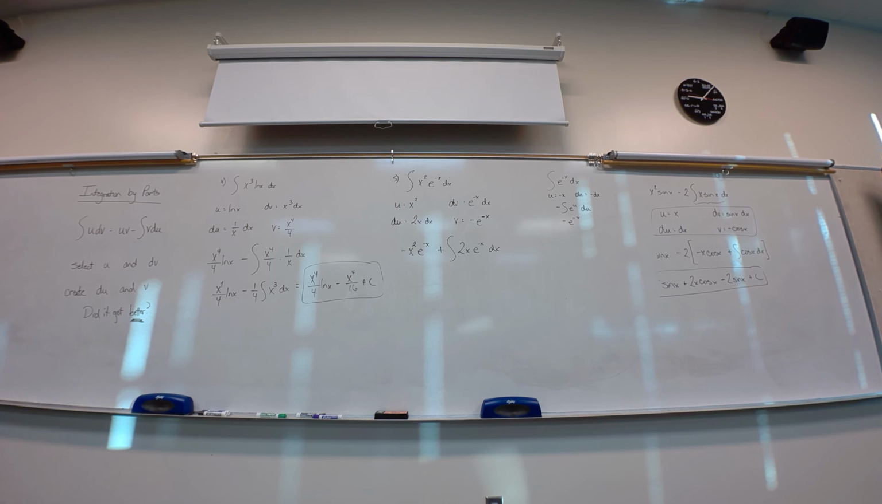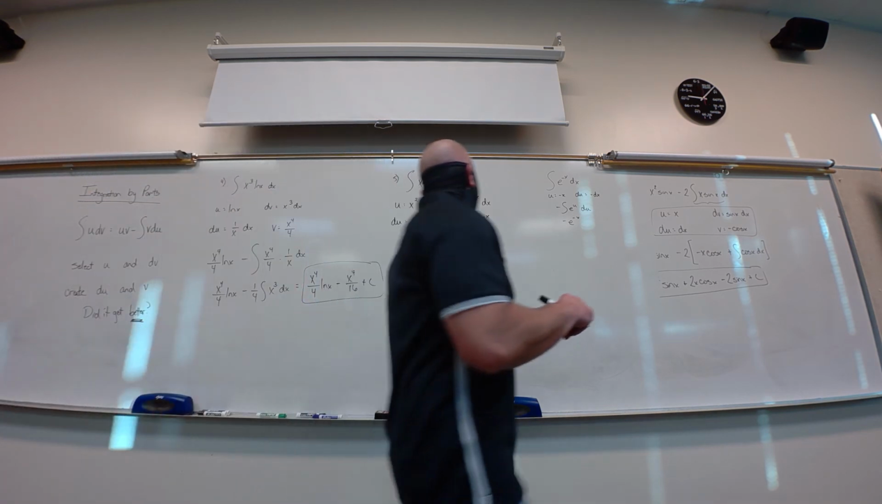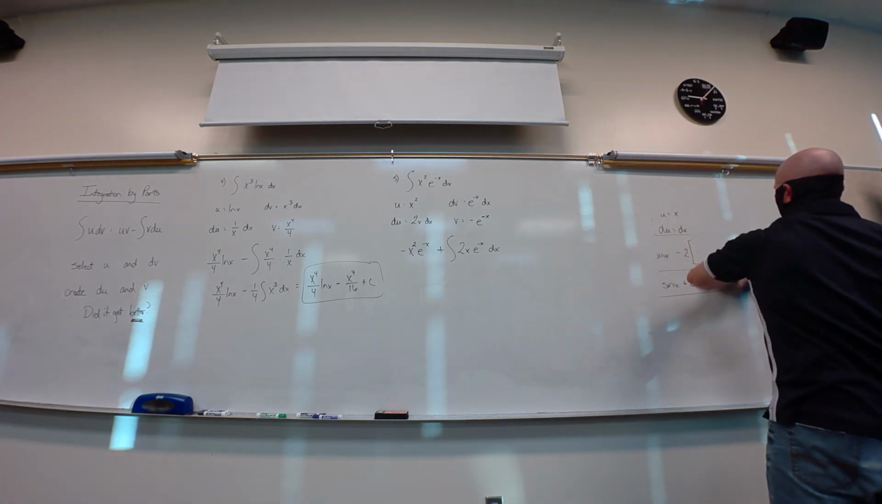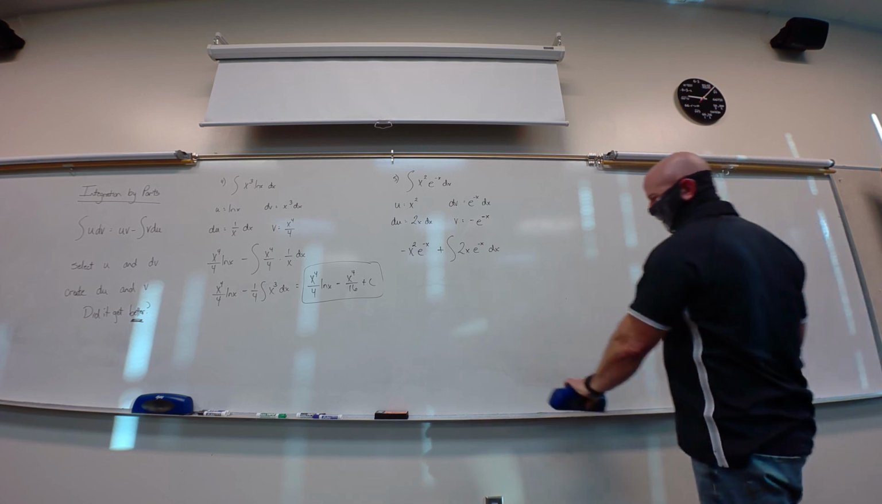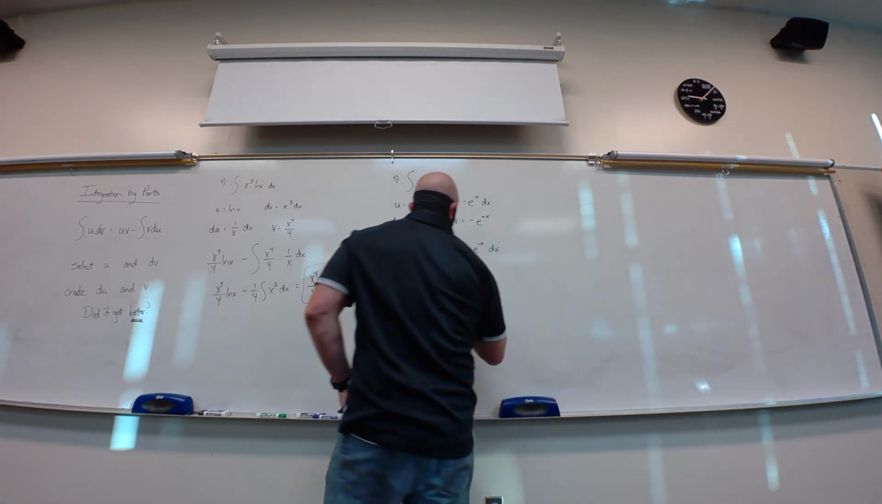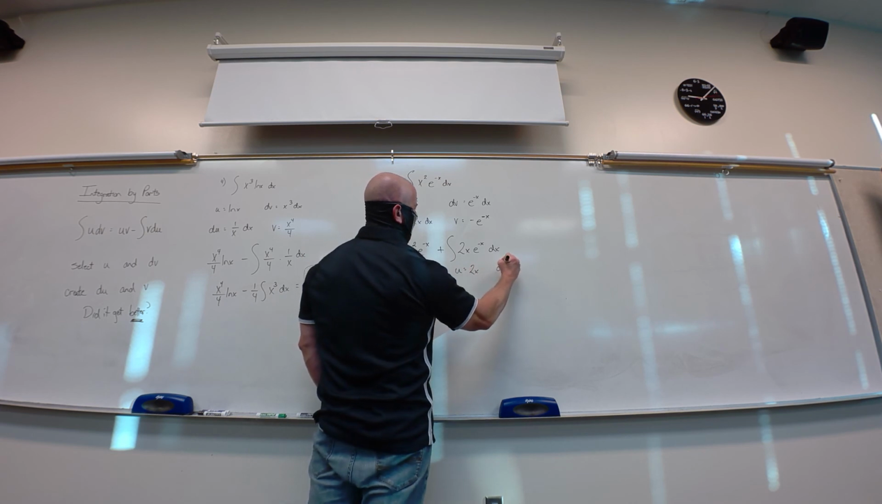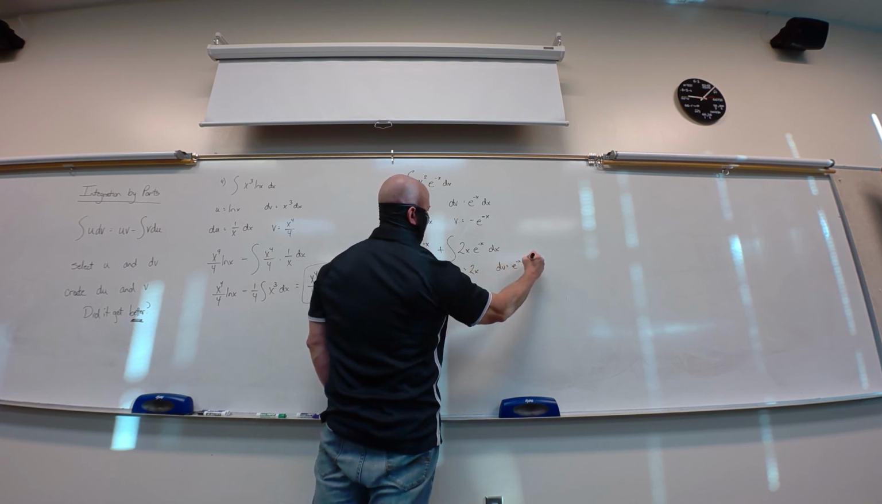Better or worse? Better. That power did drop, right? Dropped by 1, and that means if I do the same thing, it's going to drop again. So this time, since before I pulled the 2 out, just so you can see it both ways, I'm going to leave the 2 in this time. I'm going to look at this part right here. u would be 2x, dv e to the negative x dx.